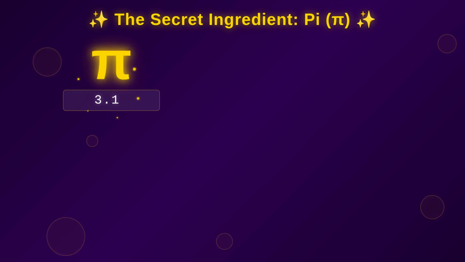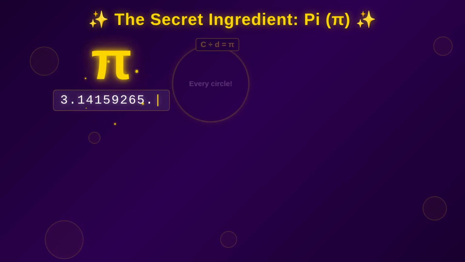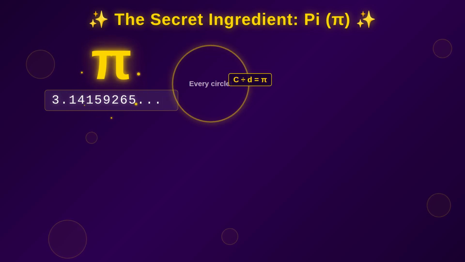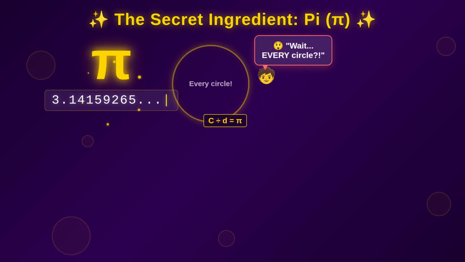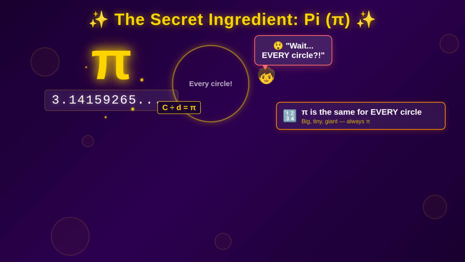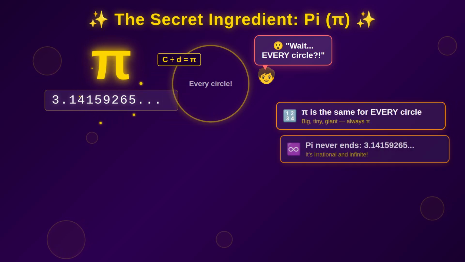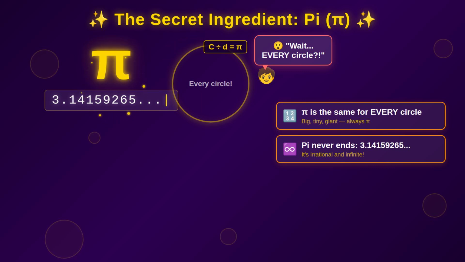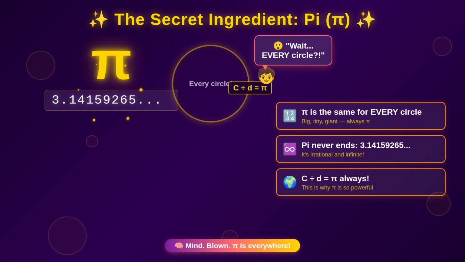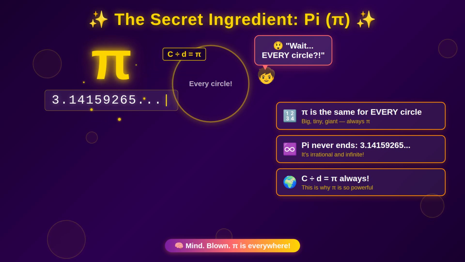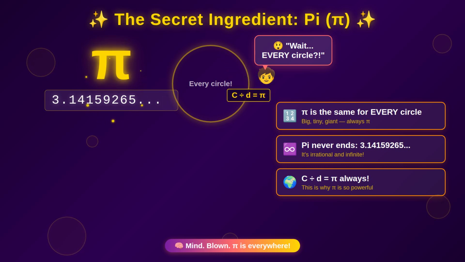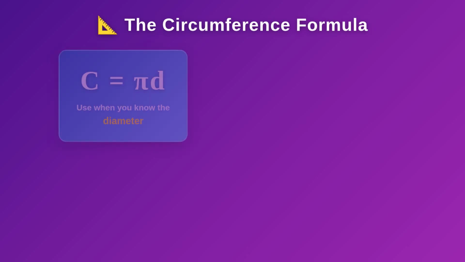Here's where it gets really cool. Mathematicians discovered something amazing thousands of years ago. For every single circle in the universe, if you divide its circumference by its diameter, you always get the same number. Always. That number is called pi, written as the Greek letter pi. Pi goes on forever, 3.14159265, but we usually round it to 3.14. It's like a math constant hidden inside every circle, just waiting to be used. Maya's mind is officially blown, and yours should be too.